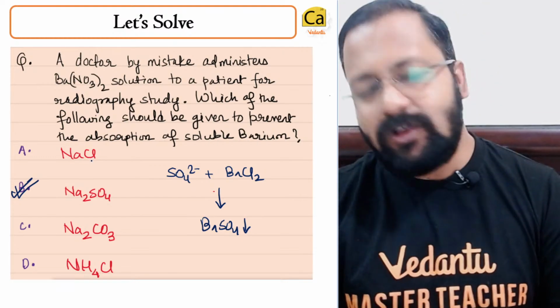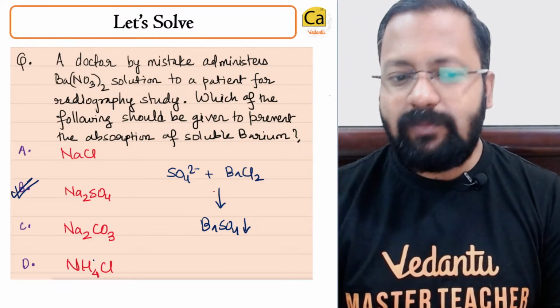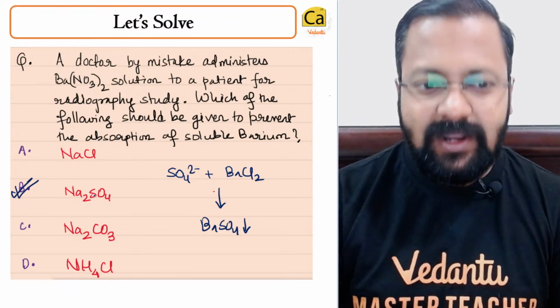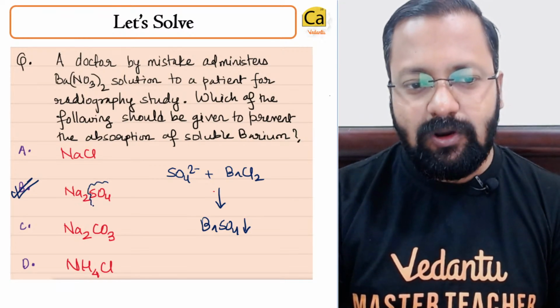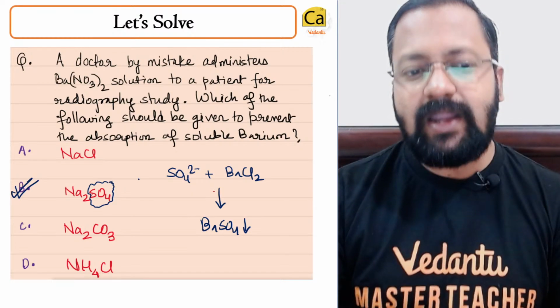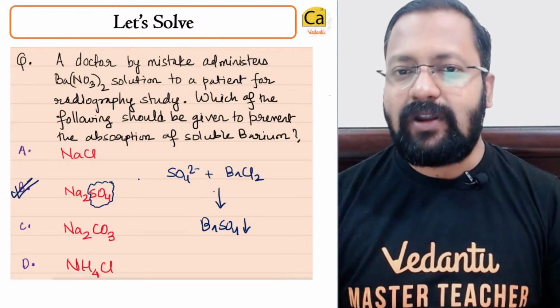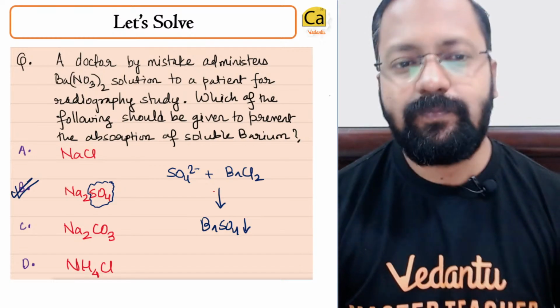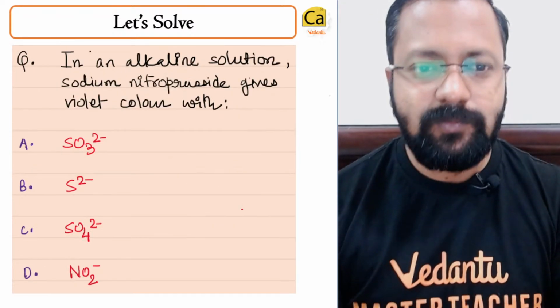बेरियम क्लोराइड तो डिजोल्व हो जाएगा. सोडियम कार्बोनेट हम यूज नहीं करते, अमोनियम क्लोराइड यूज नहीं करते, we use sodium sulfate because sulfate, as we all know, is precipitated when it comes in contact with barium as barium sulfate. Okay, chalo, let's move on to the next question.